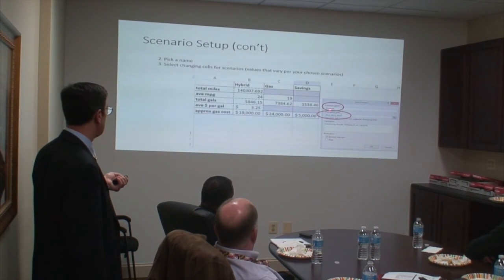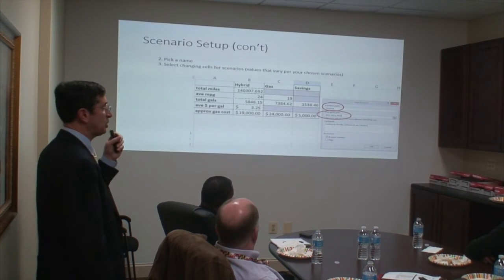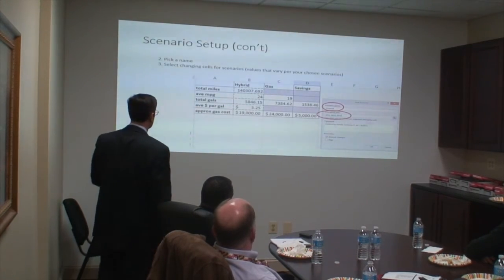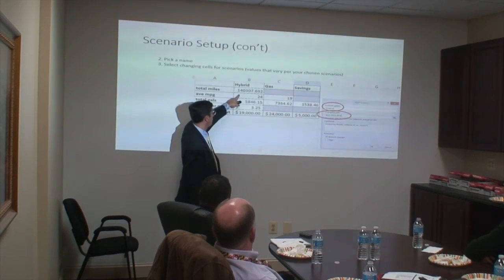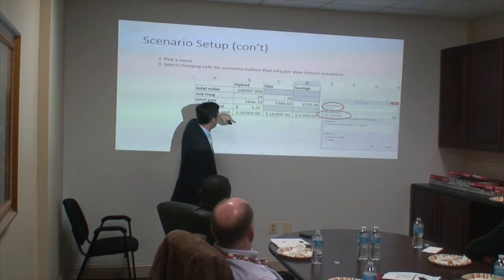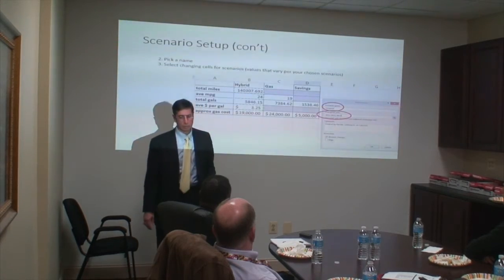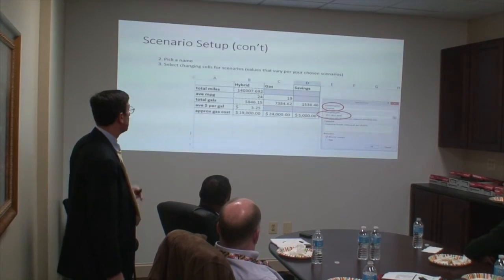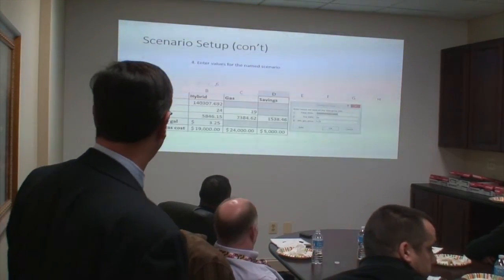You can name it, and then you have to pick what cells are going to be changing for these scenarios, right? In this instance, I might want to look at different gas prices, different miles per gallon, and different mileage. I don't think that's what I did, though, but in any case.